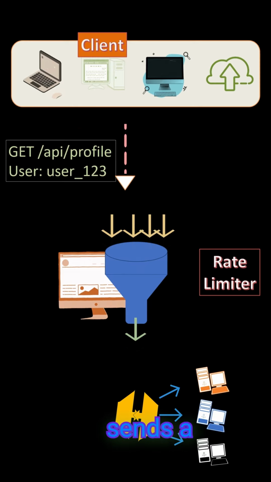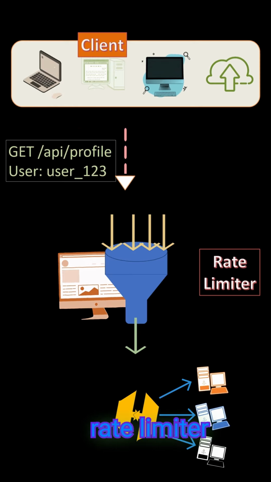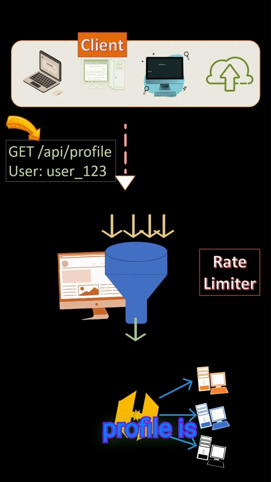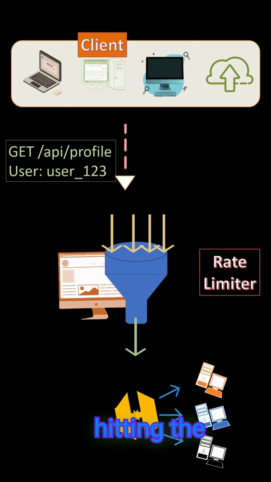When a client sends a request, it first passes through the rate limiter middleware before reaching any backend service. For example, a request to get a profile API is intercepted by the rate limiter before hitting the user service.